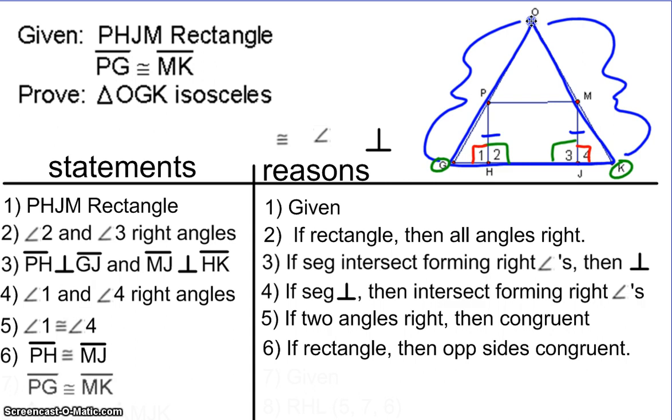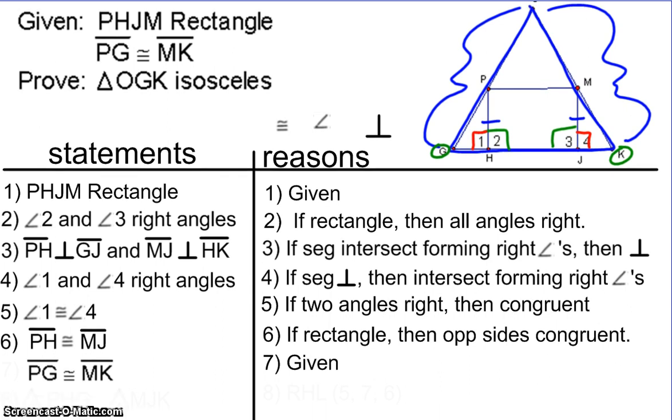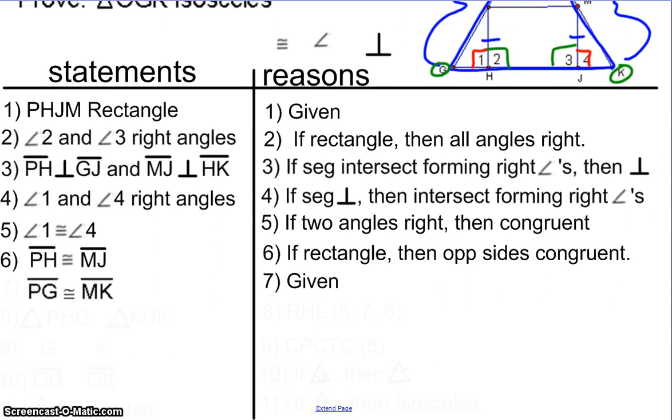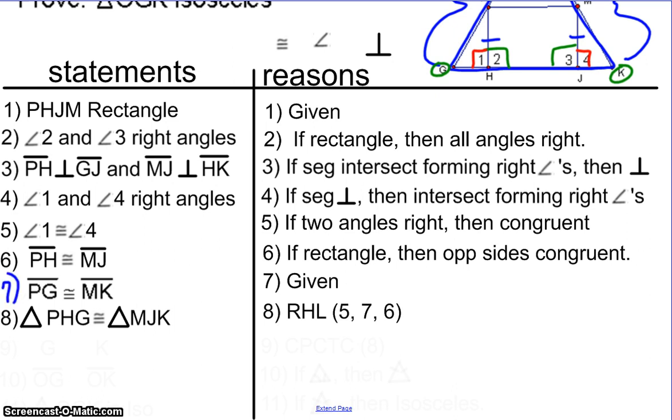And then we are given another pair of sides. And then I can say the triangles are congruent by RHL. No, 7 is bothering me.